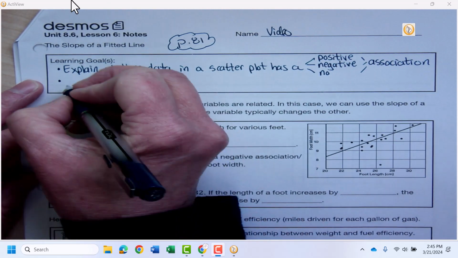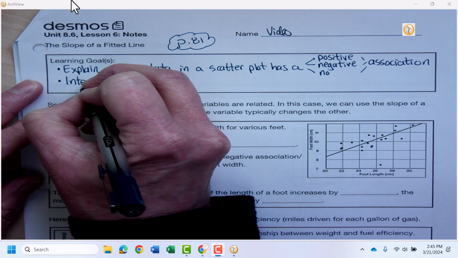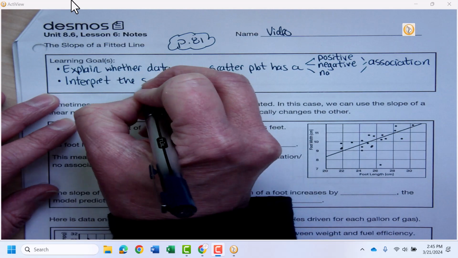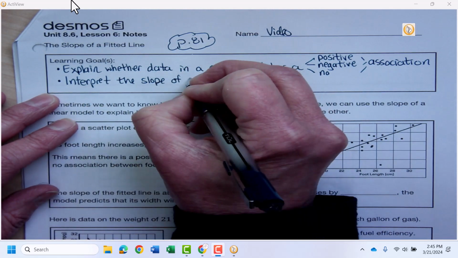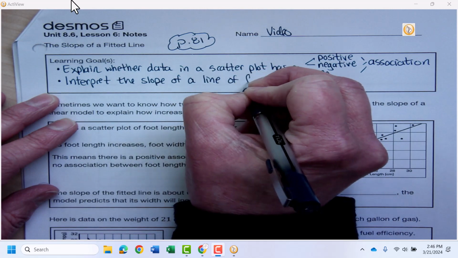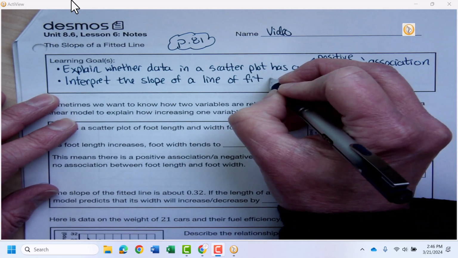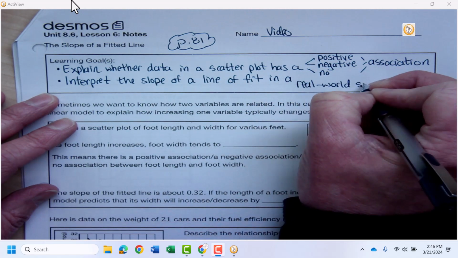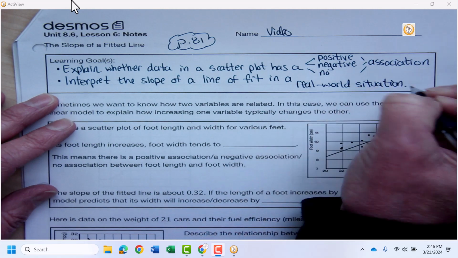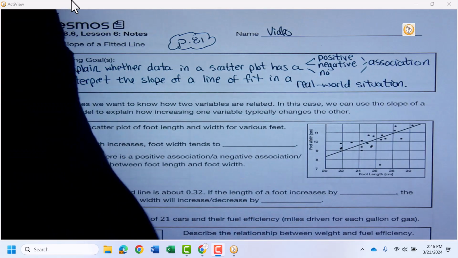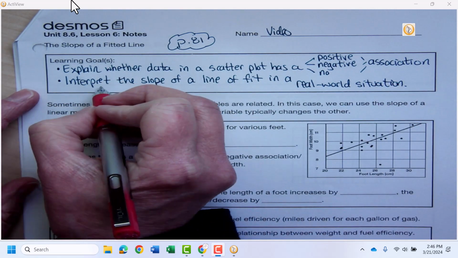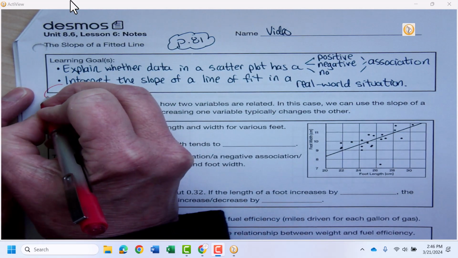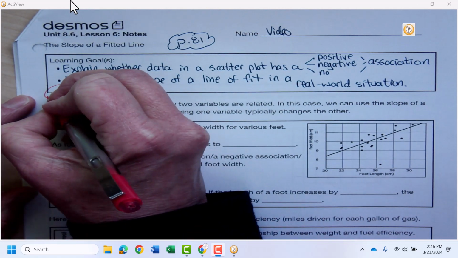And secondly, we're going to interpret the slope of a line of fit in a real-world situation. Now, when it comes time to interpret the slope, it's hard to know what to say sometimes to explain what the slope means. So much as I love your creativity, I'm going to give you a script that's going to help us to say what we mean to say.